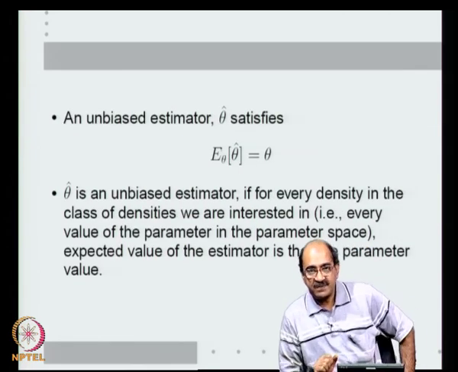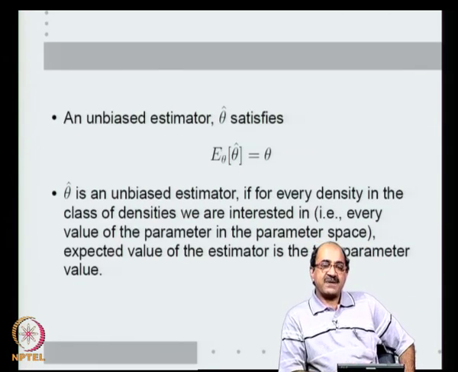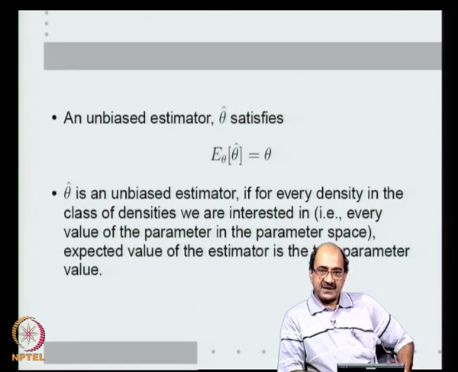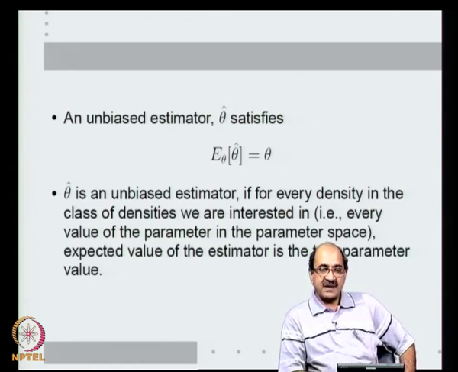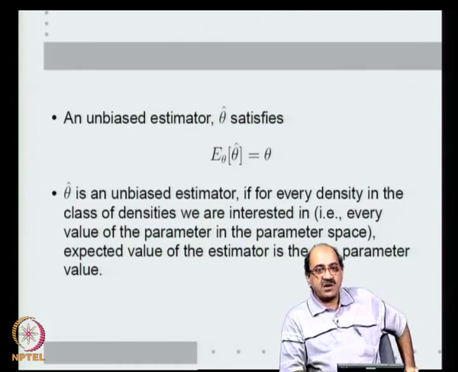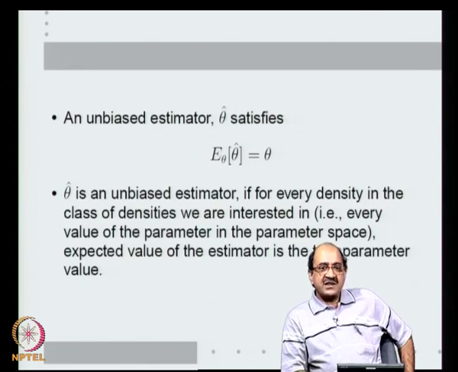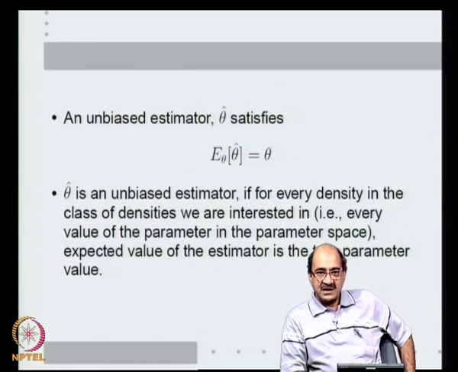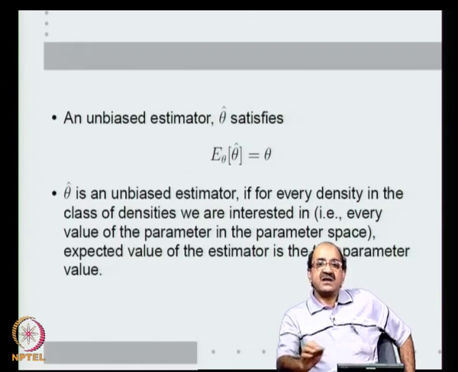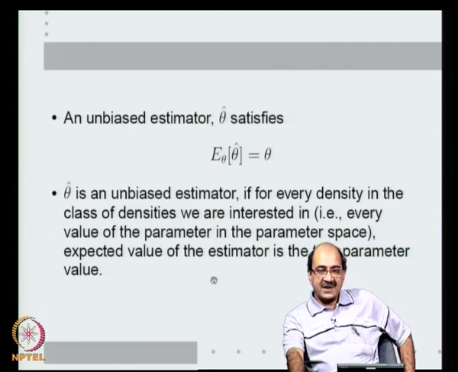So, an unbiased estimator theta hat satisfies expectation of theta hat is equal to theta, where that expectation has the subscript theta, as I explained just now. Once we understand it, to keep the notation simple, we will remove that subscript and just write expectation of theta hat, knowing this. So, theta hat is an unbiased estimator if for every density in the class of densities we are interested in, that is, every value of the parameter in the parameter space, the expected value of the estimator is the true parameter value. Okay.